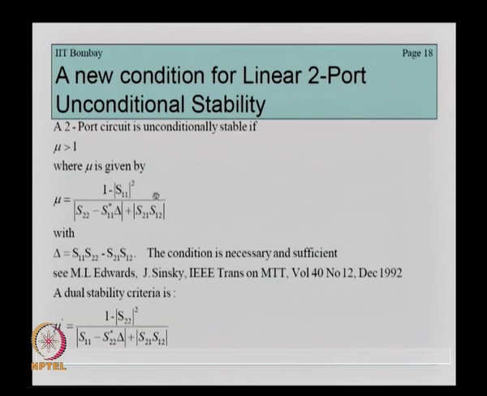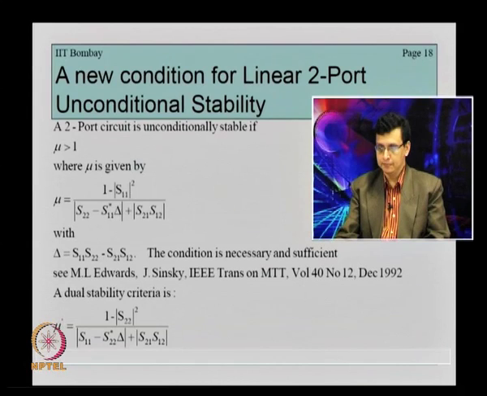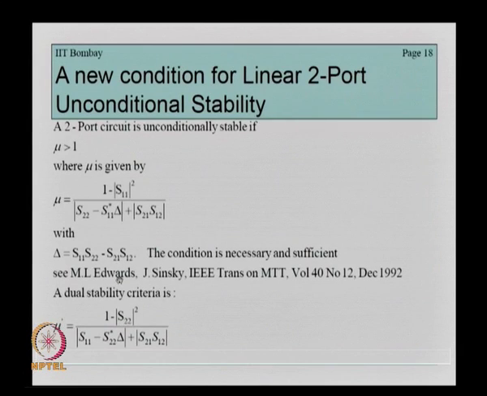A new condition was given in the year 1992. Now this condition states that if you simply find out this value of mu given by this equation, and if the value of mu is greater than 1, then the circuit is unconditionally stable. Mu also has a dual. Instead of this equation, you can also write it in terms of 1 minus S22 modulus being in the numerator. So in this module, we covered the basic definitions about the various power gains, and also we just discussed the beginning of stability.